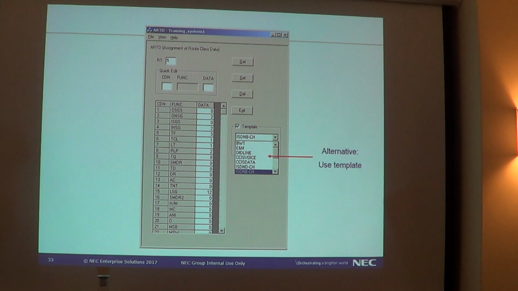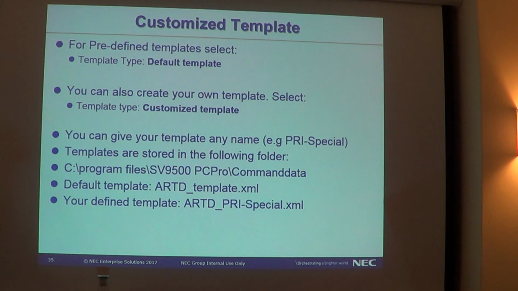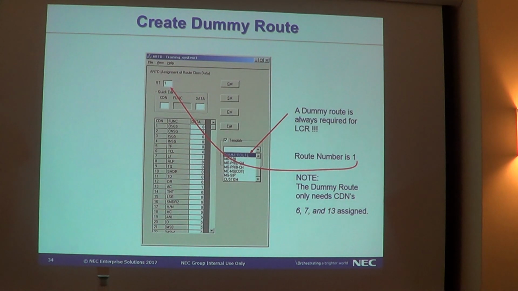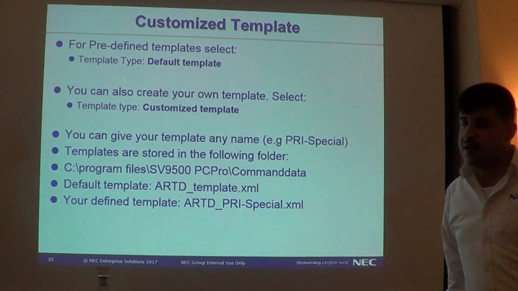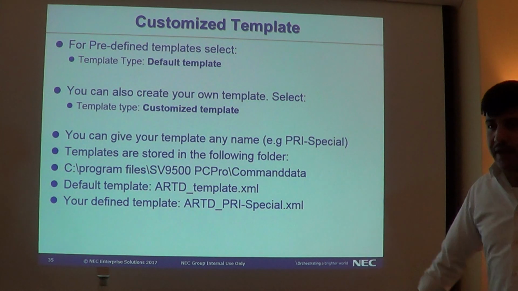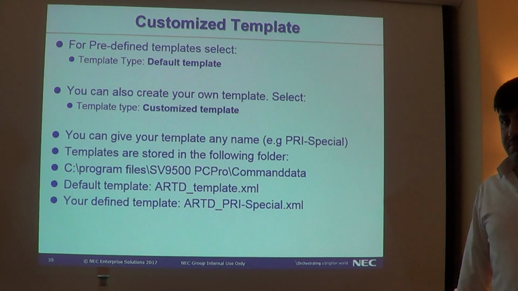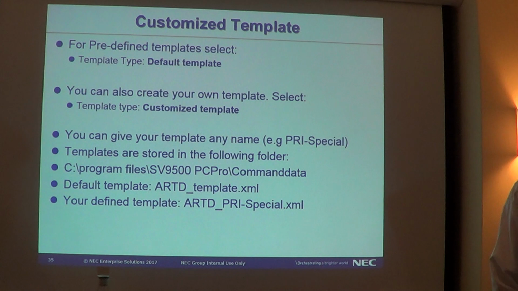Here are your templates. You can use them as a starter, and dummy is always required for LCR, and a few parameters that you have to touch. For your customized template, you can create, for example, your name, BRI special, and you can check these templates here in these folders, and you can see the name. For example, if you want to format your PC, you can extract this template and use it later from another PC. And the template is valid for IMS, IBX, SV7000, SV85, SV95. All have the same BC Pro.